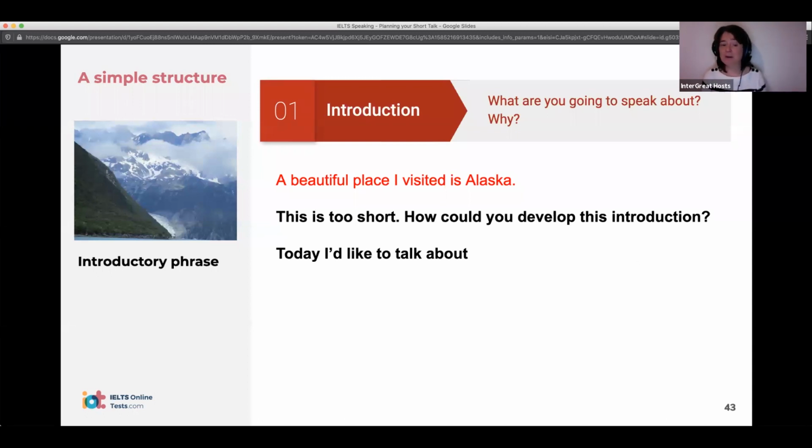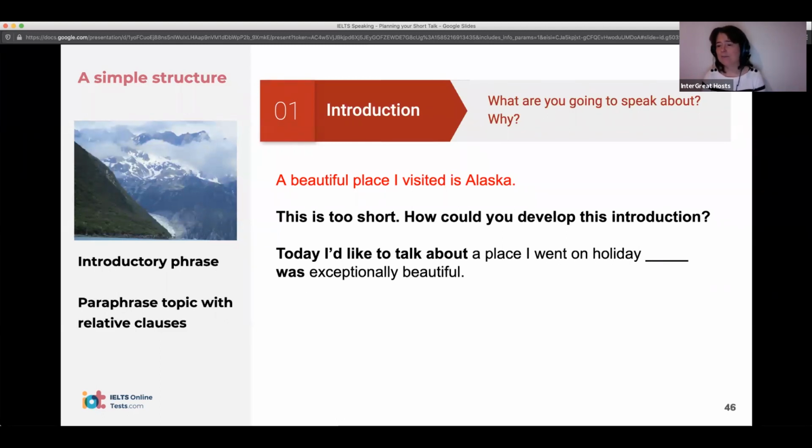So use one of those expressions. Today I'd like to talk about, today I'd like to tell you about, and then give some more information. So what's the missing word there? Almost, which, okay, which was exceptionally beautiful. Good. So a place which was, because it's the subject of the sentence. Guys, say I would love to tell you about an amazing place, a beautiful place, a fantastic place.